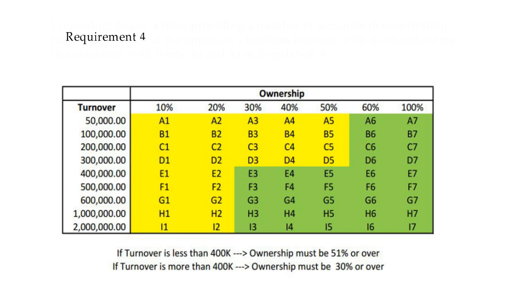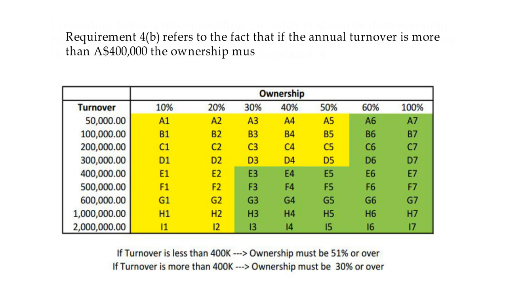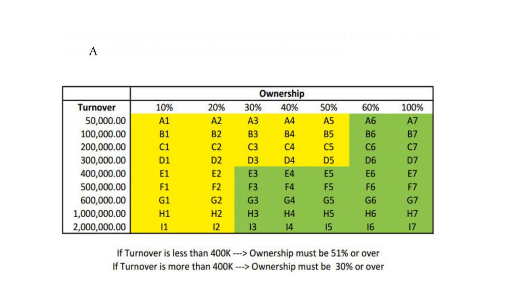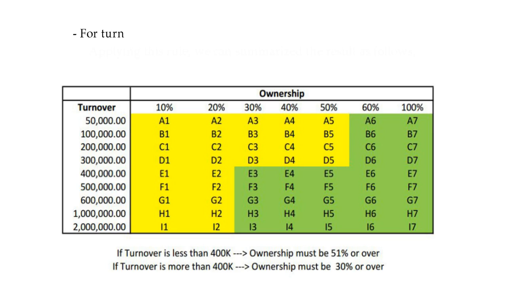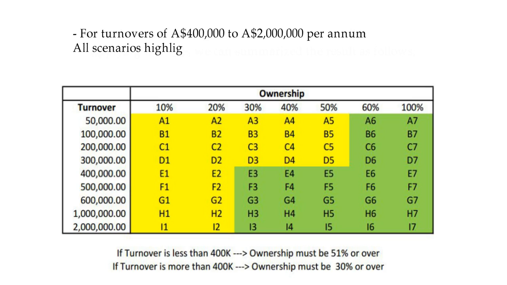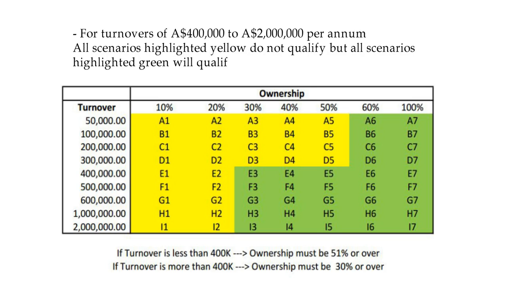Requirement 4B refers to the fact that if the annual turnover is more than Australian dollars 400,000, the ownership must be 30% or more. Applying this rule, we can summarize the result as follows. For turnovers of Australian dollars 400,000 to Australian dollars 2 million per annum, all scenarios highlighted yellow do not qualify, but all scenarios highlighted green will qualify.